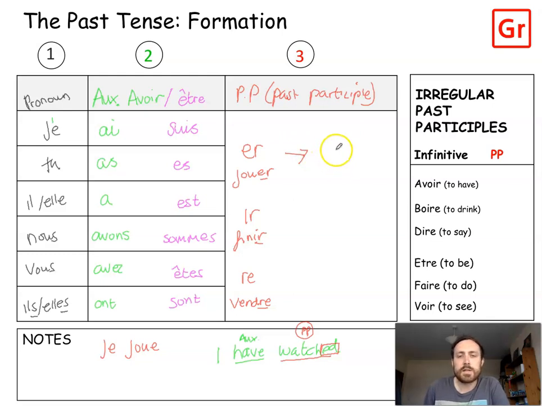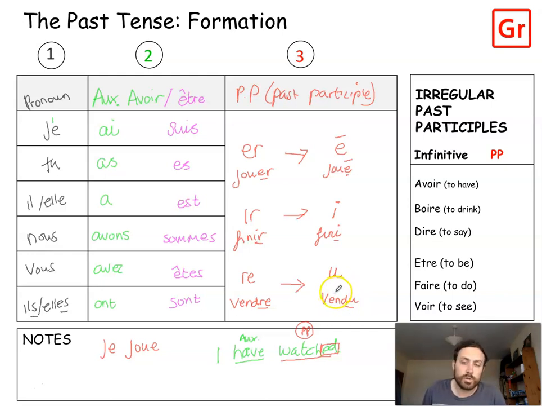Now, er verbs are going to turn to an e accent. So jouer is going to become joué, with an accent on the e, which now means played. Finir, ir verbs go to just an I. So finished would be fini. And lastly, re verbs, we take off the re and we replace it with a u. So vendre would become vendu, which now means sold, I sold.